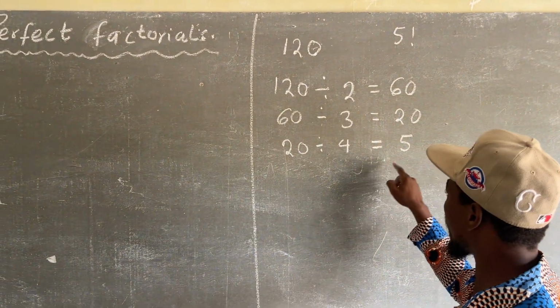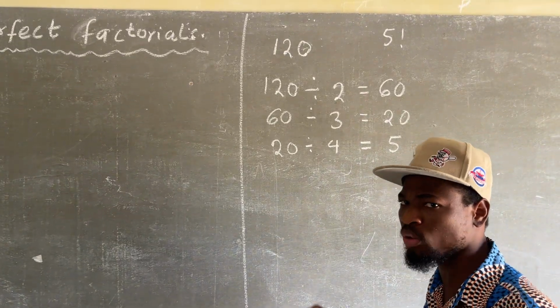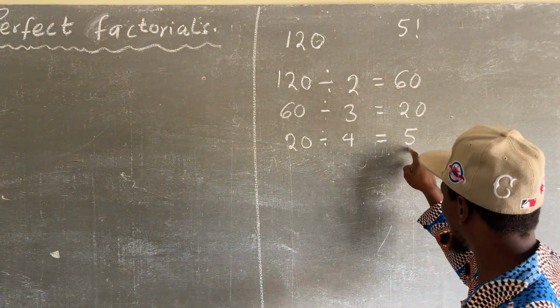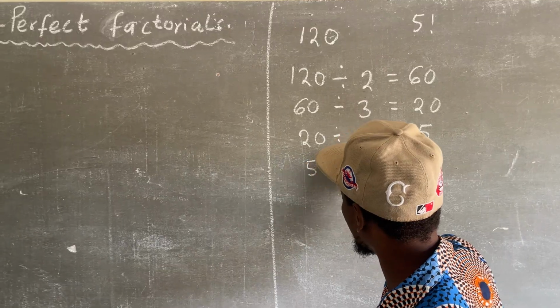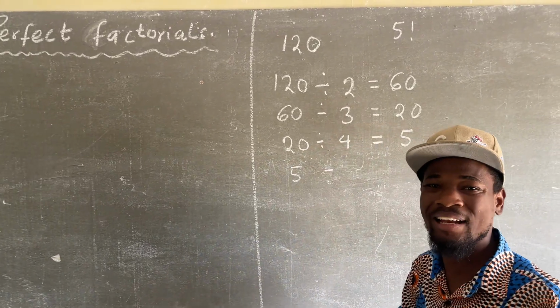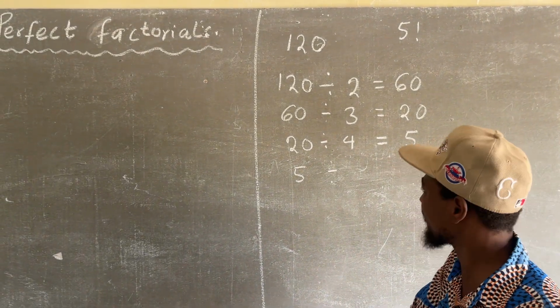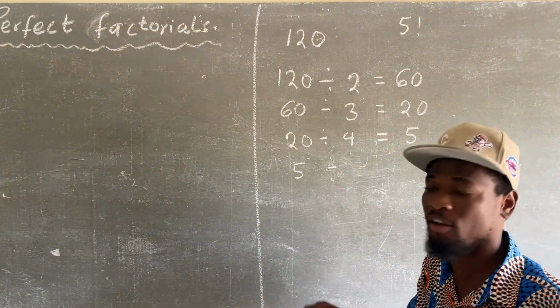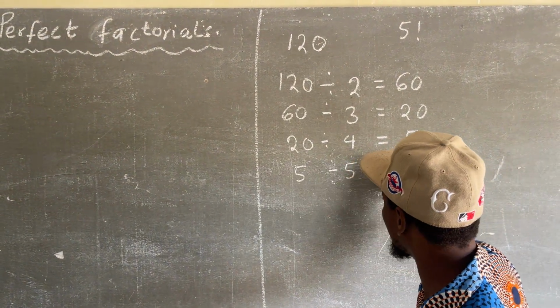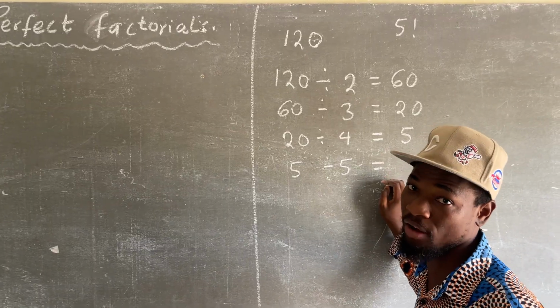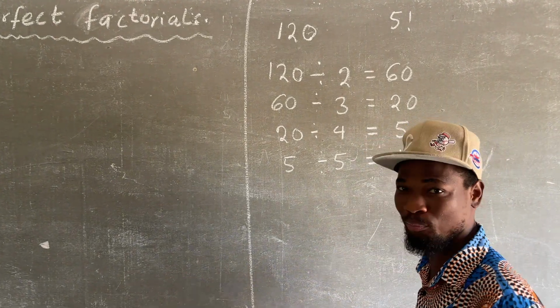So what do I do? Have I gotten to 1? No, so that means I have to proceed. You pick the number 5, then divide by the next divisor after 4, which is 5. So 5 divided by 5 gives 1, as simple as that.